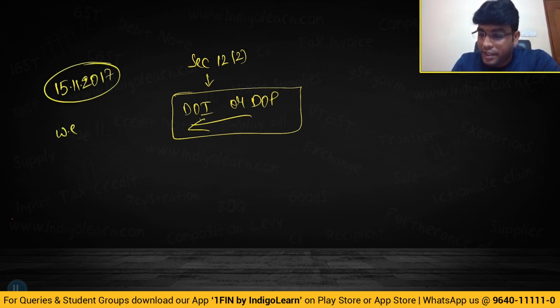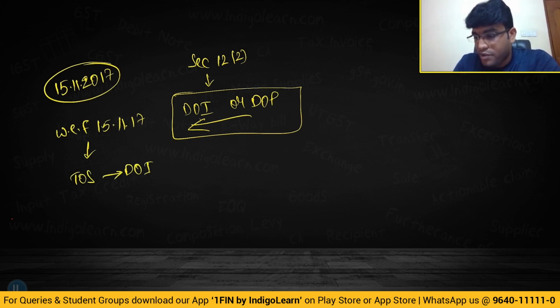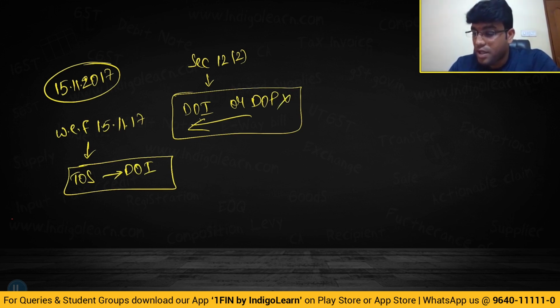With effect from 15th November 2017, the concept got amended, where they straight away said time of supply is the date of invoice, and date of payment is irrelevant. Straight away the answer is the date of invoice. Now when they clearly said date of invoice, that means the trigger point for payment of tax will arise only at the time of invoice. Payment will not trigger the time of supply.